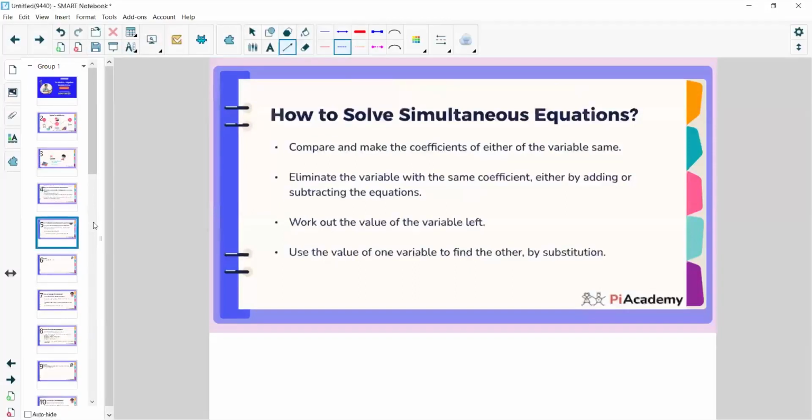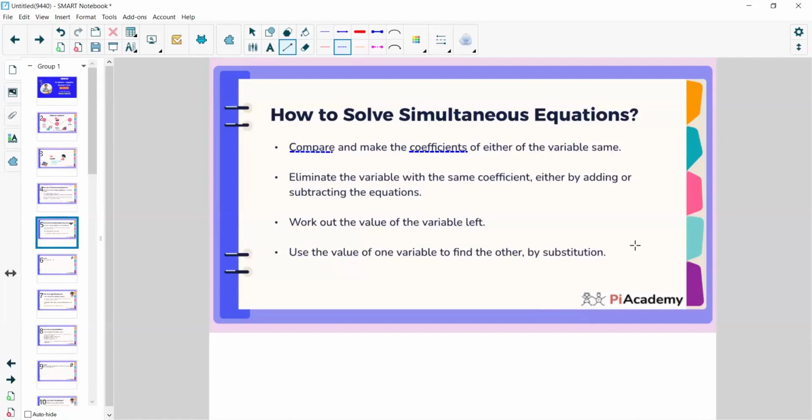Okay, can anyone just help me read out the steps over here? Yes, Arav, go ahead. Compare and make the coefficients of either of the variables same. Okay, go ahead. Eliminate the variable with the same coefficient, either by adding or subtracting the equations.